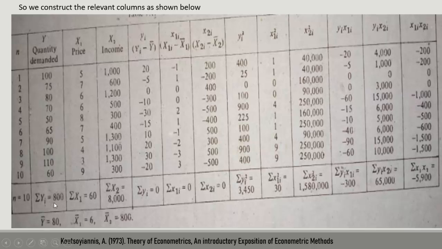When we add them, we get 100. And the number of observations is 10. We know that y bar is equal to summation y by n. So 800 divided by 10, we get y bar is 80.